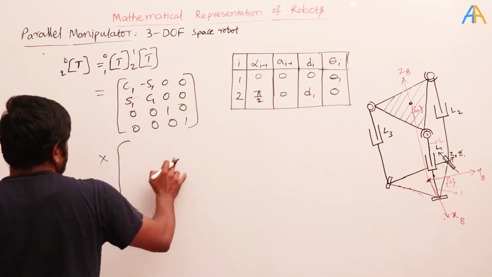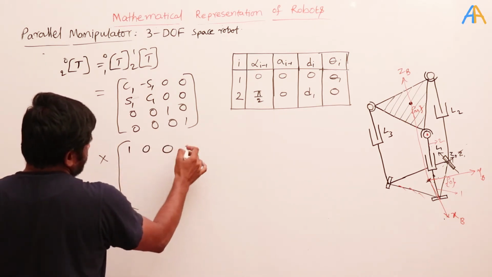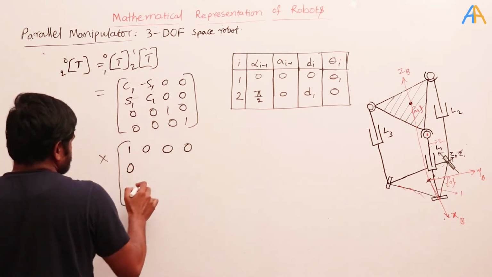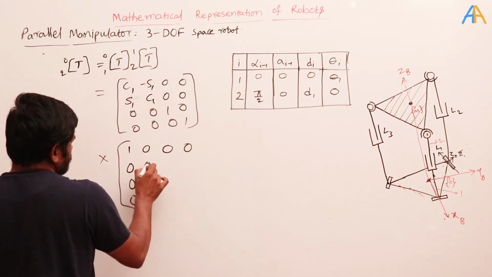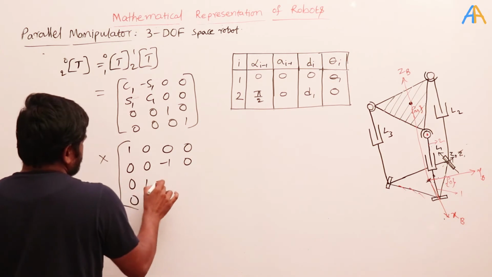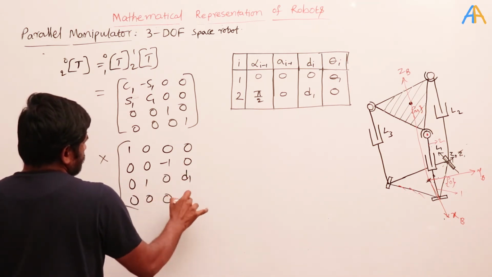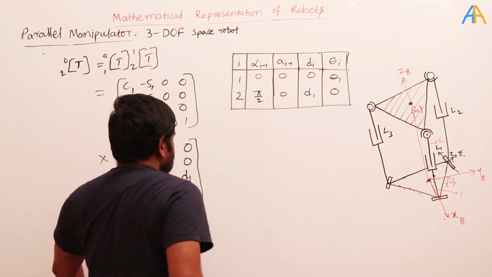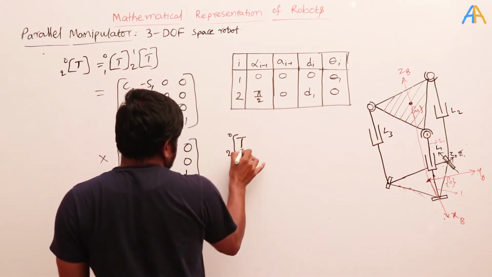Okay, so here the rotation about the x-axis, that is 1 0 0, and there is no translation distance along the x-axis, so 0 0. Here cos 90 is 0 and sin 90 is 1, so it is minus 1, and 0 1 0, here it is d1. Okay, and 0 0 1. So finally by multiplying this you will get T0,2.